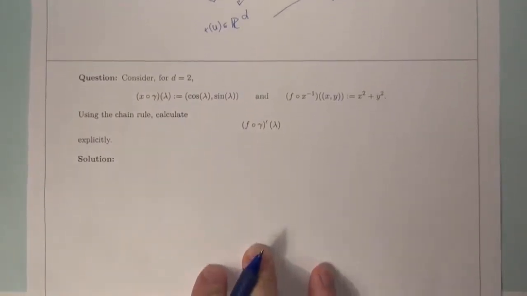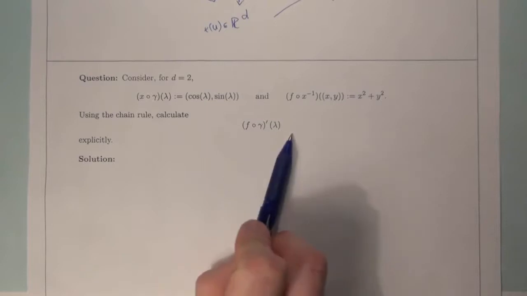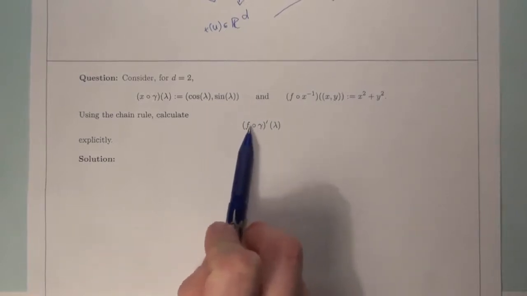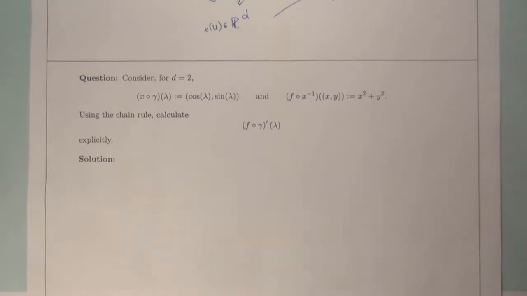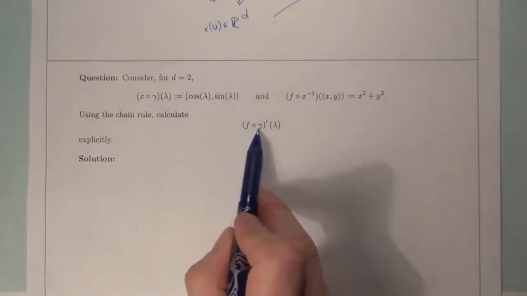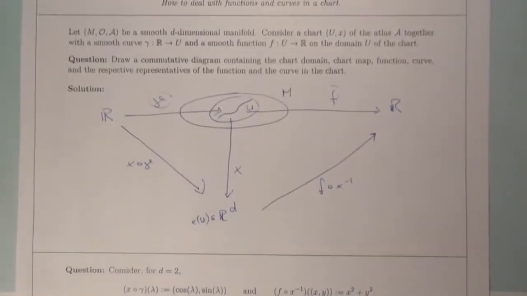Next question, and that's the last one for today, asks us to calculate this object: the function f after gamma, derived with respect to the parameter lambda. The first question we should ask is, does this make sense? So deriving f after gamma. Therefore we have to look from where to where it maps. You can look at the diagram.